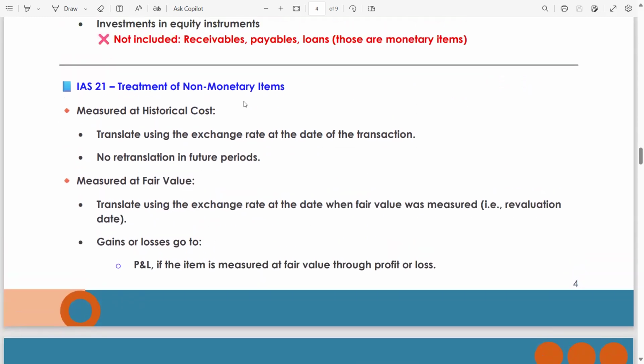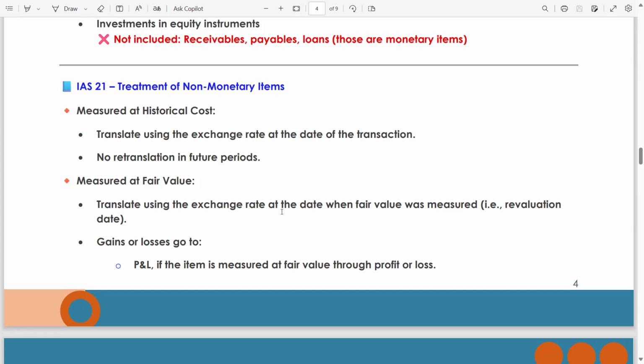IAS 21 treatment of non-monetary items measured at historical cost: translate using the exchange rate at the date of transaction. Once you shift it into the home currency, if you remember previously, we paid in dollars but the currency is GBP, so we shift it into GBP. Not retranslated in future periods. Means once you translate at the date of transaction, you do not need to retranslate it if there is an exchange rate difference.